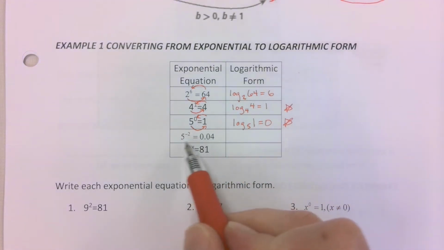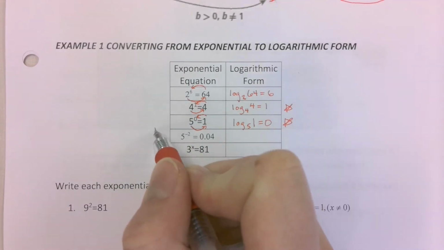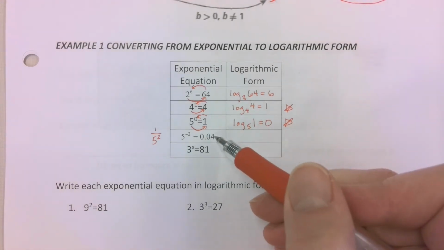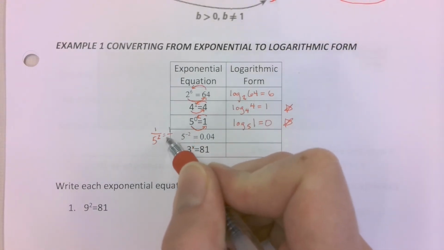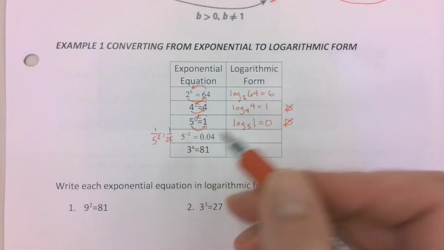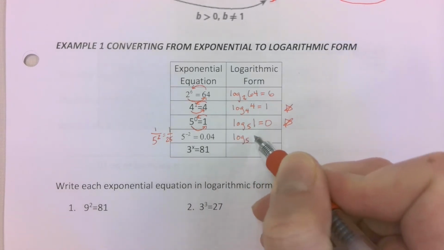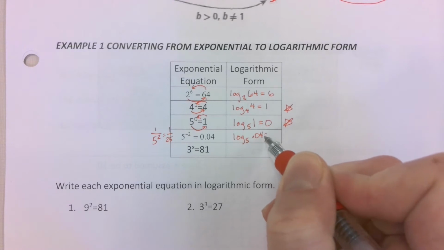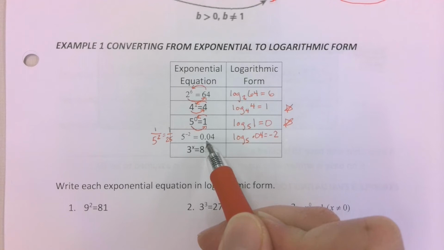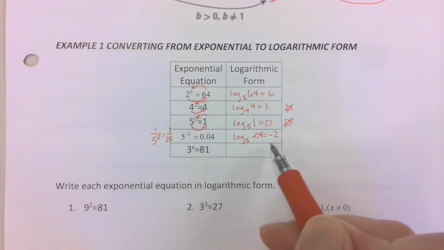All right, now I have a negative exponent. If you remember, a negative exponent flips it. So 5 to the negative second is the same as 1 over 5 to the positive second, and that's why we get the decimal 0.04, because it's equivalent to 1 over 25. So this is, again, a true statement. Let's change it to logarithmic form. Log base 5 of 0.04 is equal to negative 2. Your base is your base. Logs equal the unknown powers.